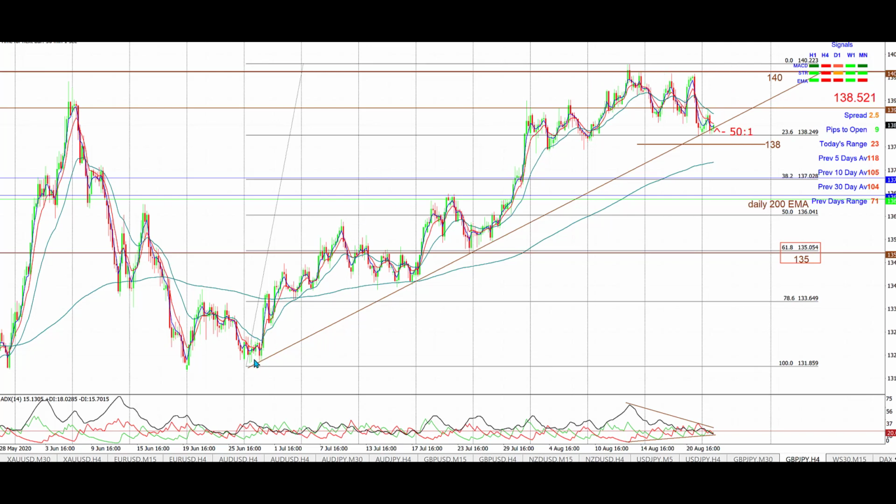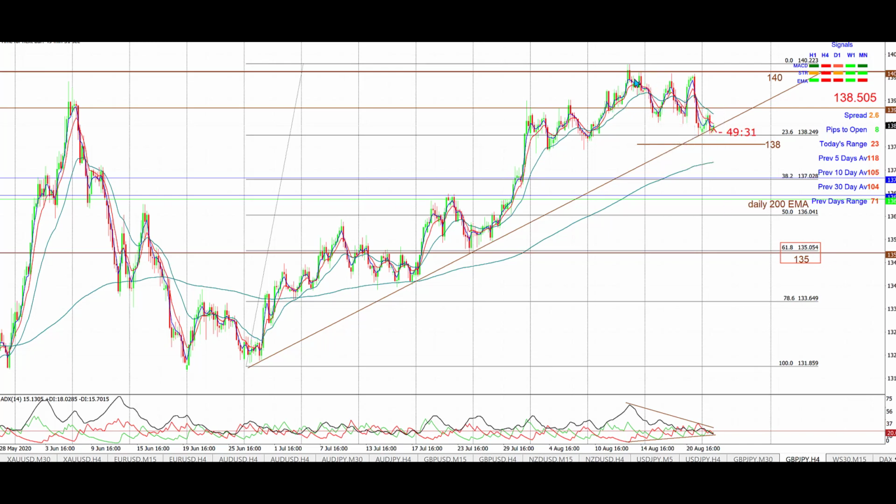And for this move from this low up to this high, I have also applied a Fibonacci retracement, and you can see that the 61.8 Fibonacci is down near this 135 level. So if there was any pullback after this swing high move and any continuation with the pullback, the 135 level would become of interest to me.